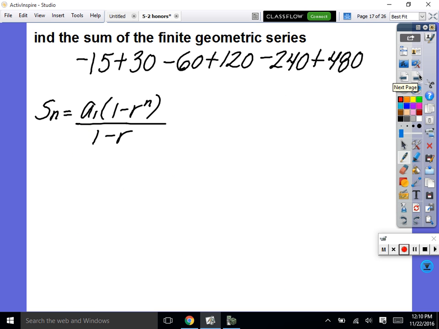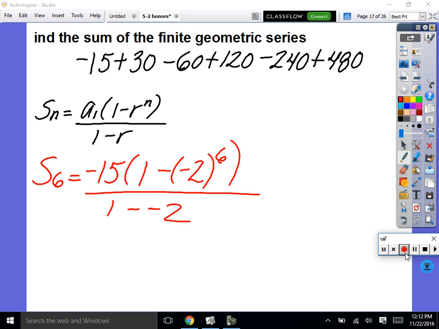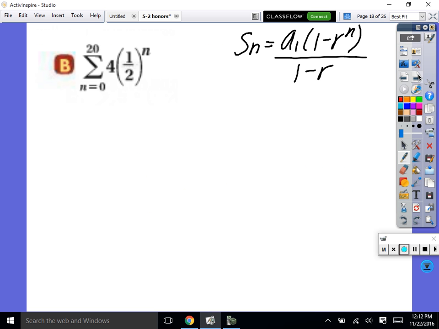Okay. All right. Find the sum of this finite geometric series. Go on your whiteboards or on your paper. Find the sum of this for me. Show me you can do this. Okay, so you did this in the formula and you got 315. That would be correct.